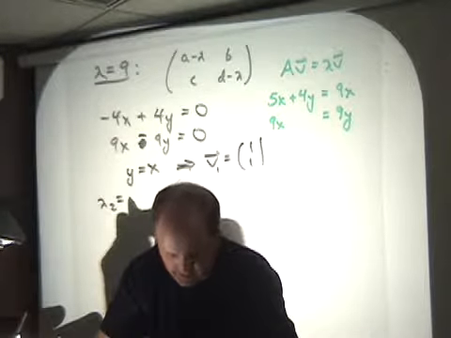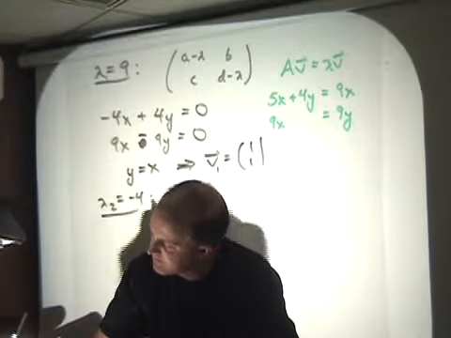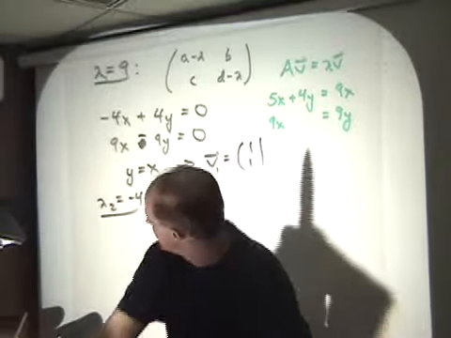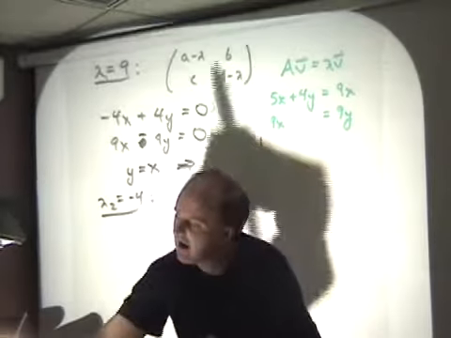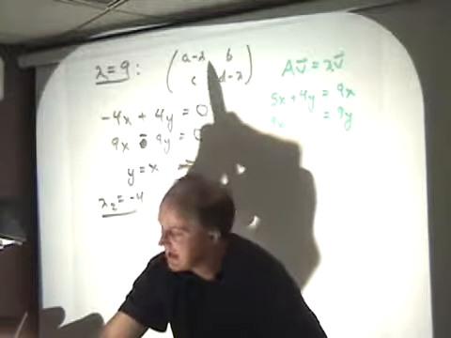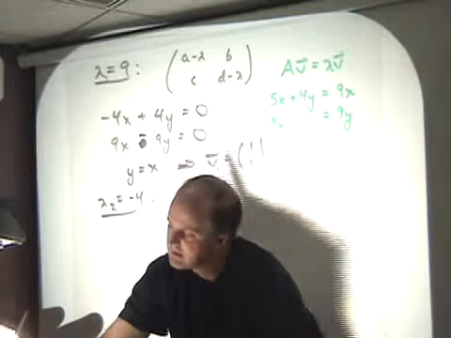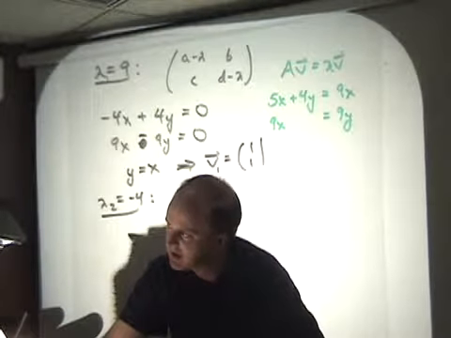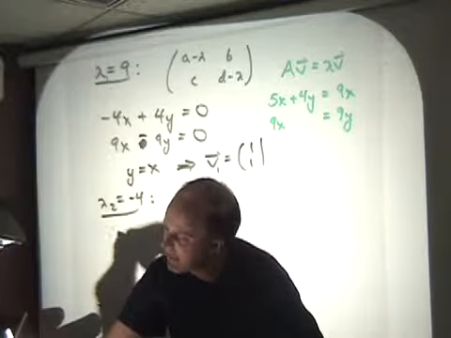Now go to the other eigenvalue, which is negative 4. Once again, you can think about it either way. I'll think about it in terms of replacing lambda with -4 and considering the corresponding homogeneous system.